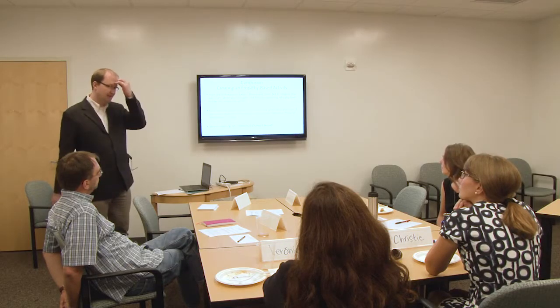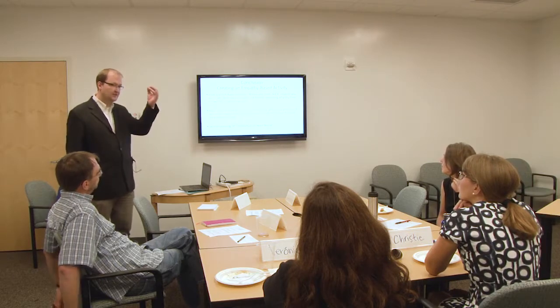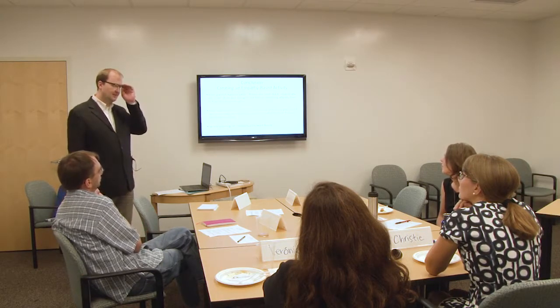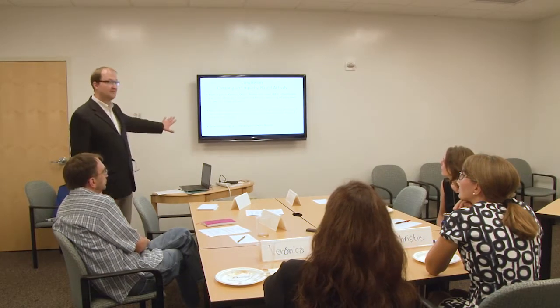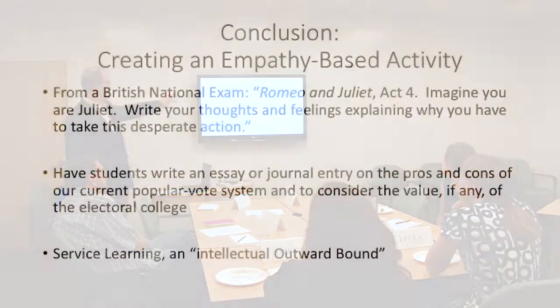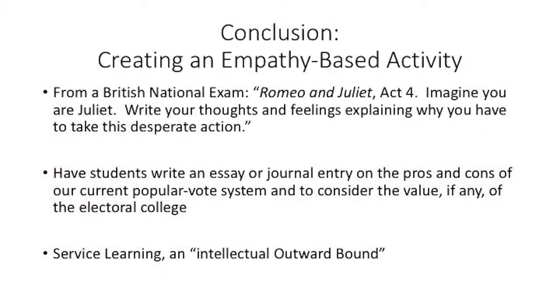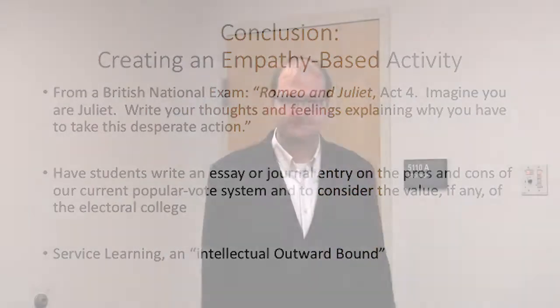And then, quickly, if you could just think of an activity that maybe you've done or that you would like to do, just a brief sketch, that could be an empathy-based learning activity or an empathic thinking activity. Here are some actual real-life examples. So from the British, these from the A-levels, national exam. Romeo and Juliet, Act 4. Imagine you're Juliet. So if you're a 17-year-old boy, that's an even better, right? Because you're crossing. Write your thoughts and feelings explaining why you have to take this desperate action. It's a little bit morbid because you're doing an apologia for suicide. It makes me a little uncomfortable.